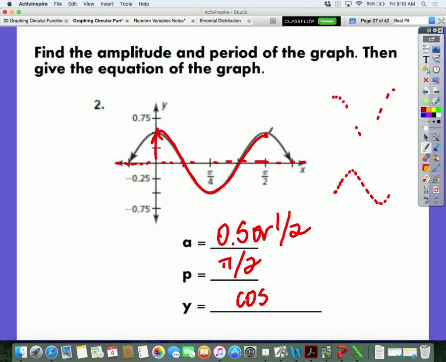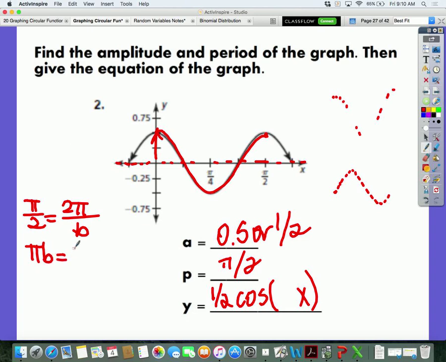So now that we know that, what number goes in front of the cosine? 1/2 or 0.5. And then to find out the b that goes beside the x, we're going to set pi over 2 equal to what? 2 pi over b. So when I cross multiply, I get pi b equals 4 pi. And when I divide by pi, b equals 4.